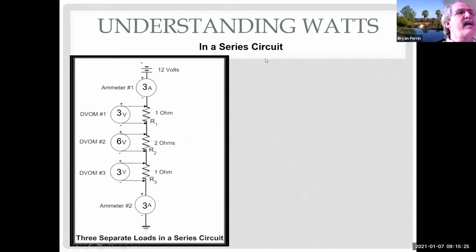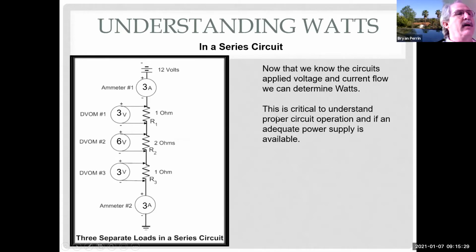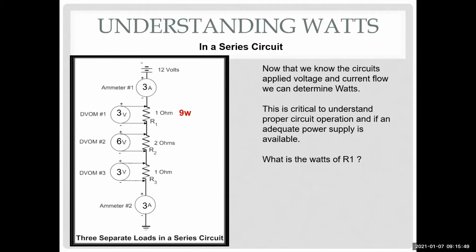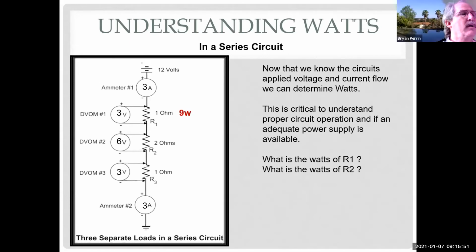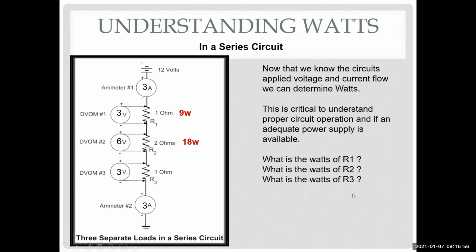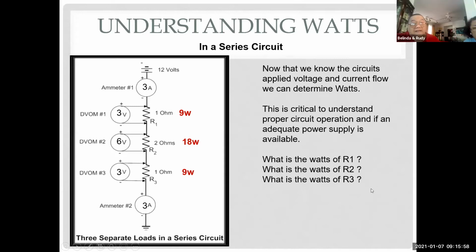So understanding watts. Let's look at the same circuit and do a little watts calculation. Now that we know the circuit's applied voltage and current flow, we can determine the watts. This is critical to understand proper circuit operation if adequate power supply is available. So what is the watts used by resistor number 1? 9. How about resistor number 2? 18. How about resistor number 3? 9.